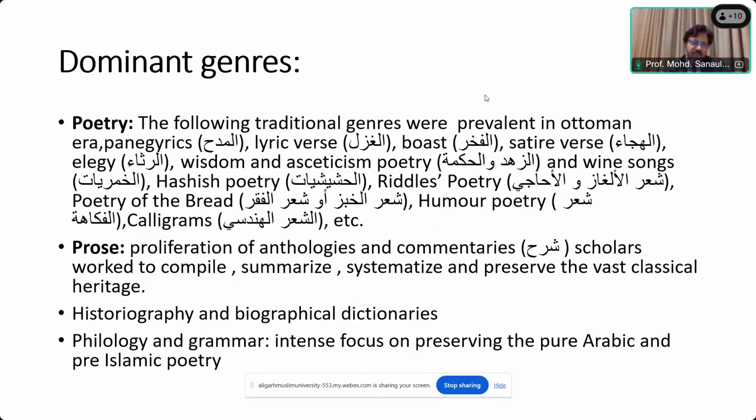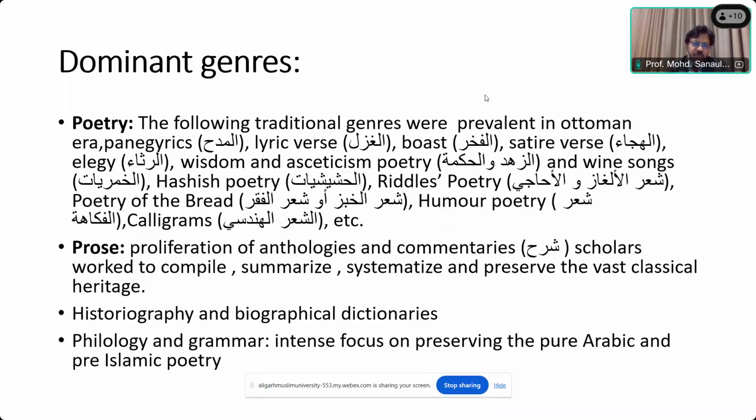Of course, the Khamriyat was already there during the Abbasid times, but here we have the Hashishiyat because of the nature of the society, alongside riddle poetry, known as Shi'r al-Alghaz wal Ahaji, and poetry of the bread, or Shi'r al-Khubz or Shi'r al-Faqr, that is, poetry depicting poverty, alongside humorous poetry, Shi'r al-Fuqaha, alongside the calligrams. That's the Shi'r al-Handasi, which is something like visual poetry, represented by the European genre of the calligram.